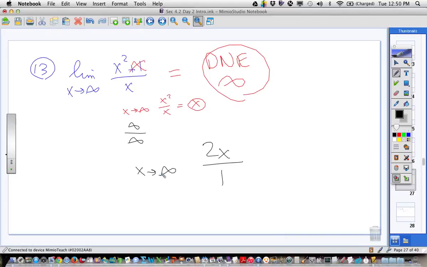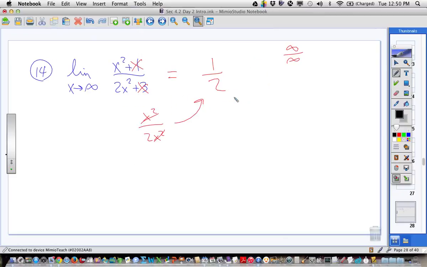Well, that's just infinity. So again, there's our answer. So remember, once we do the derivative of the top, derivative of the bottom, we then have to plug back in again and see what we get. So x goes to infinity. This limit is infinity. So it does not exist. 14.